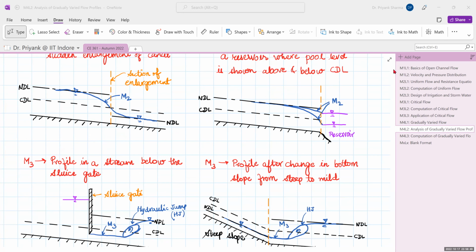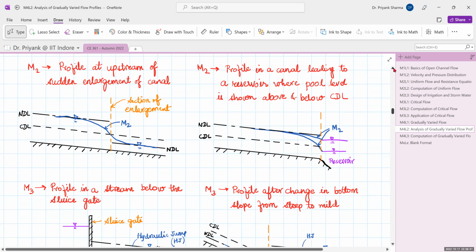Now the M2 profile is a drawdown profile. So your dy by dx is negative. It will be falling in zone 2. This profile is formed upstream of a sudden enlargement of the canal. So this is a canal which is going on, and after a particular section, the canal is widened. In that case, on the upstream of the canal, you can see the water level will fall down.